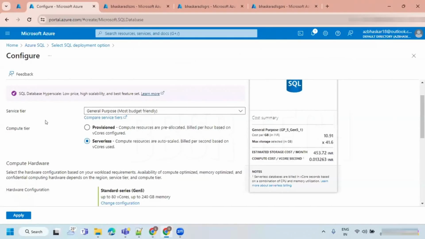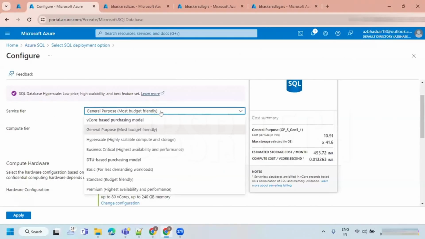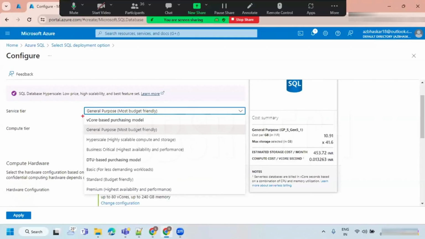And here I have a pricing tier. Under pricing tier, you can see two purchasing models. One is the vCore based purchasing model and the other is the DTU based purchasing model. In each purchasing model, I have pricing tiers. Under DTU based there are three: basic, standard and premium. And vCore has general purpose, hyperscale and business critical. So I'm going to take basic at this point of time.